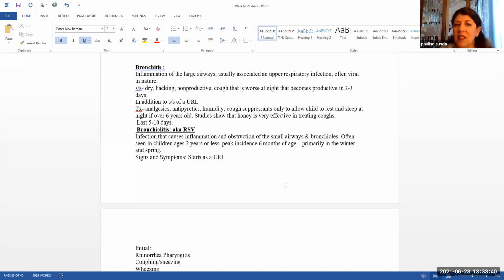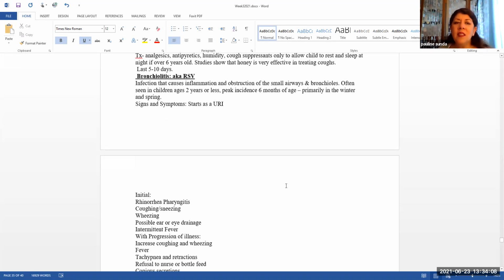Treatment: analgesics, antipyretics, humidity, cough suppressants only to allow the child to rest and sleep at night if they're over 6 years of age. Studies show that honey is a very effective treatment for coughs. But remember, we do not give honey to anybody 1 year and under. Typically, this can last around 5 to 10 days.